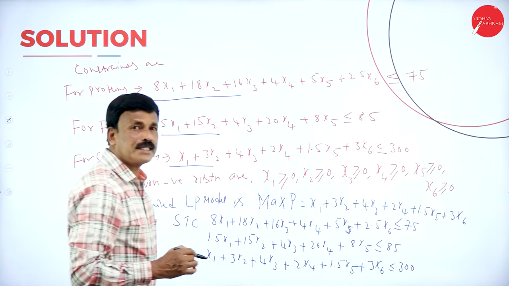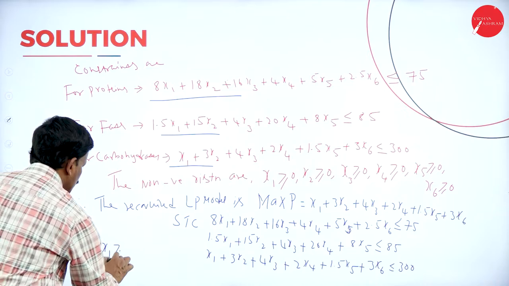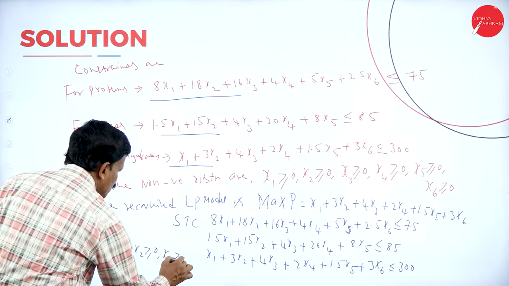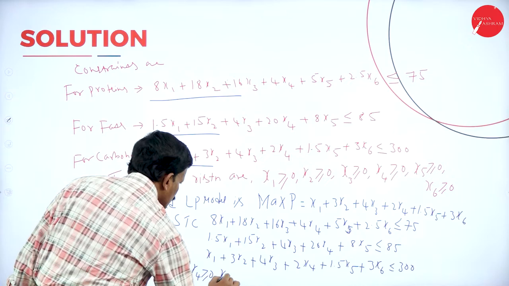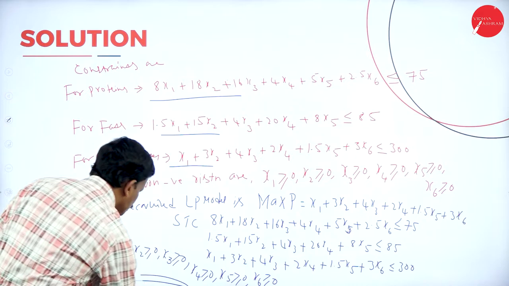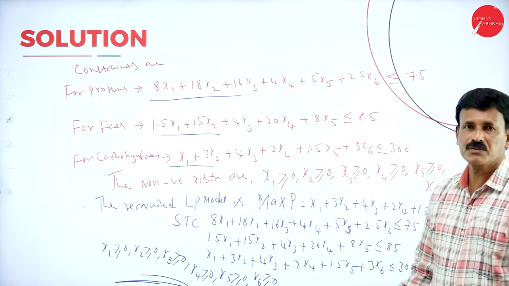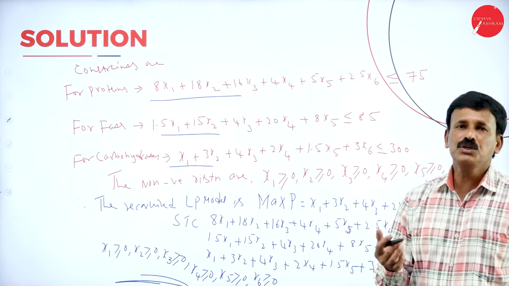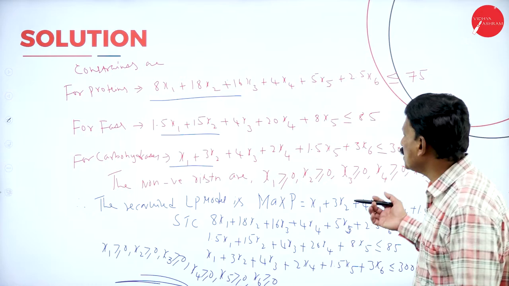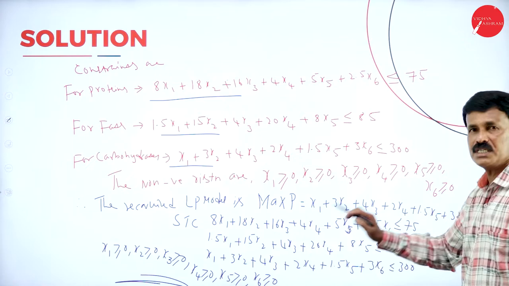And the non-negative restrictions are x1 is greater than or equal to 0, x2 is greater than or equal to 0, x3 is greater than or equal to 0, x4 is greater than or equal to 0, x5 is greater than or equal to 0, and x6 is greater than or equal to 0. This is the required LP model for the given problem. Very important and very easy. Since there are 6 decision variables, we can use x1, x2, x3, x4, x5 and x6. The intention is to get the maximum P, that is the objective function, subject to the constraints and the non-negative restriction, x1 to x6 greater than or equal to 0.